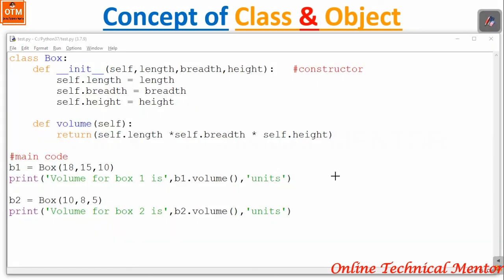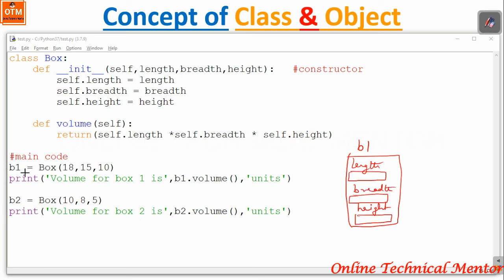So look what is going on over here. When we are creating the first object b1 of the Box class, this b1 object is occupying some space within primary memory. It has length, breadth and height. As soon as this b1 object is created, all these three parameters will be assigned to length, breadth and height. These will initialize the member variables length, breadth and height. So the length of the b1 object will be 18, breadth will be 15 and the height will be 10.